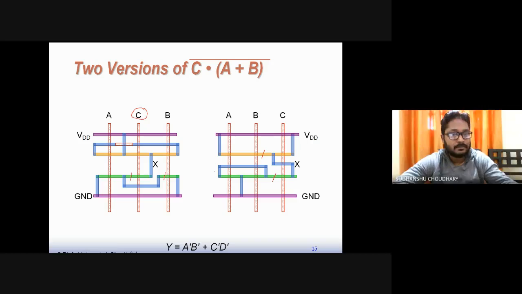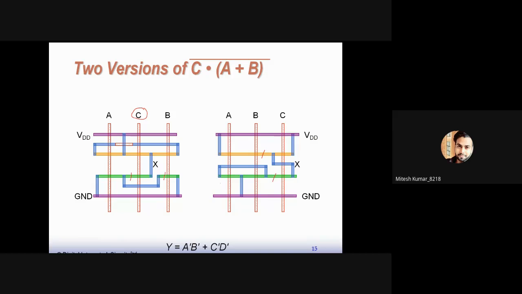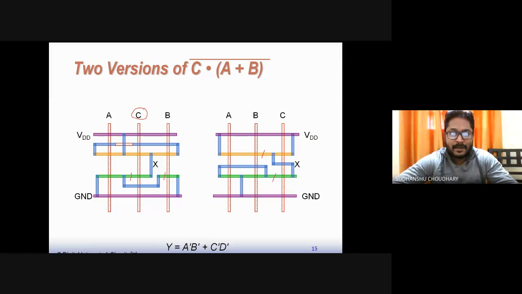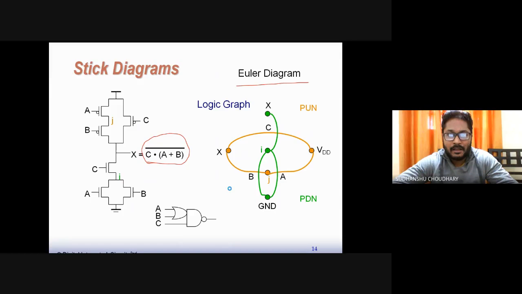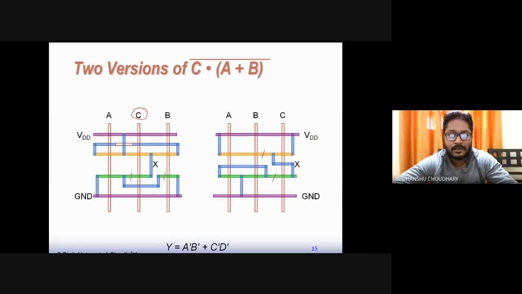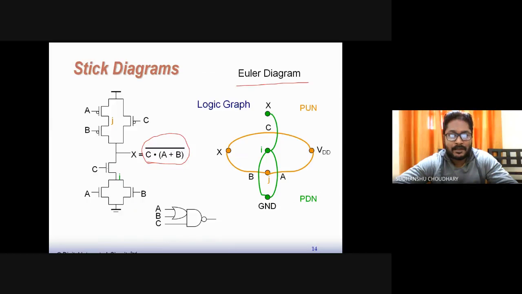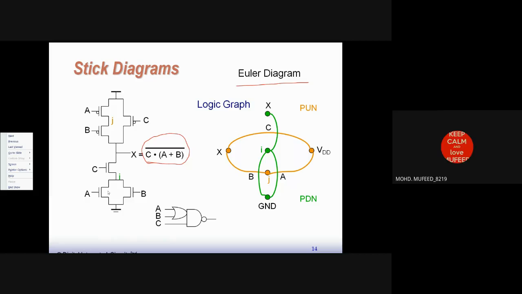Sir, here do we take care of series and parallel connections or not? Yes, in the layout diagram, series and parallel connections will always be considered. You have to connect these nodes. All these nodes have to be connected in the layout. Either you share the diffusion regions or you don't, the transistors have to be connected in the same order. This order will be maintained.